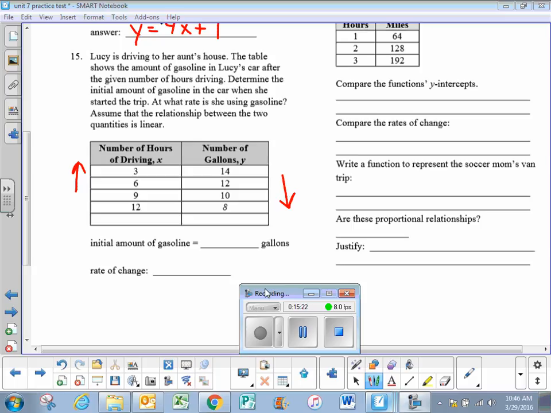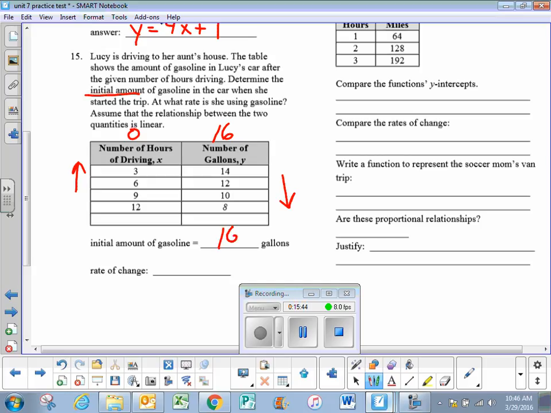So initial is what you started with. Good. Okay. Well, what did she start with? 16. You need to go back in the table, right? If I go back 3 to 0, and if I go back 2 here, 4, it would be what? 16. Okay. So how many gallons did she have when she started?